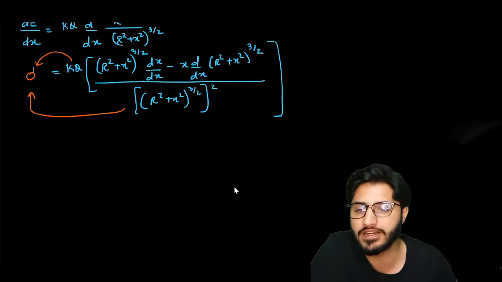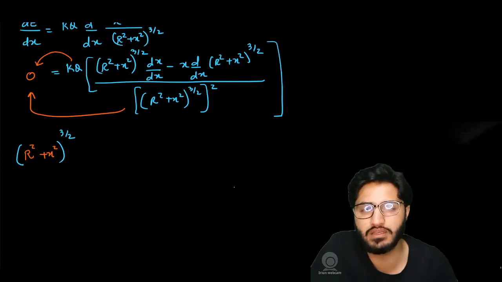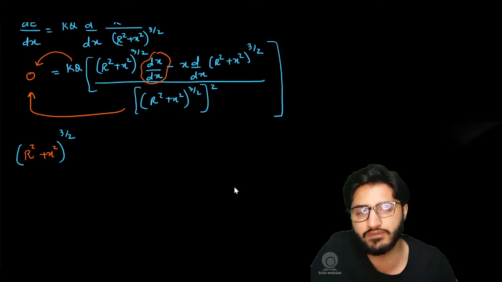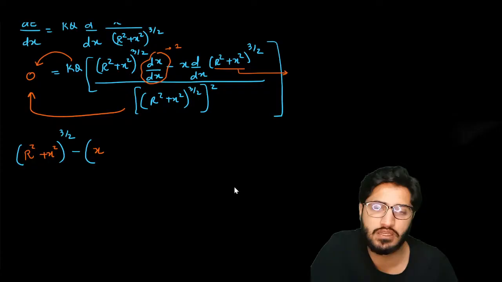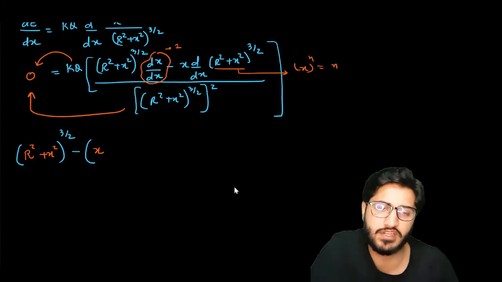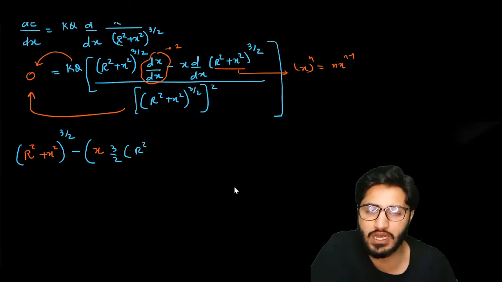What I will get? I will get (r square plus x square) to the power 3 by 2. Look, this term will become 1. How much? 1. Okay, so what can I write here? I can write here minus x, then x as it is, then differentiation of this one. How much would it be? x to power n, its differentiation is n x to the power n minus 1. So what is n here? n is 3 by 2. Then the whole one is (r square plus x square) to the power 3 by 2 minus 1.